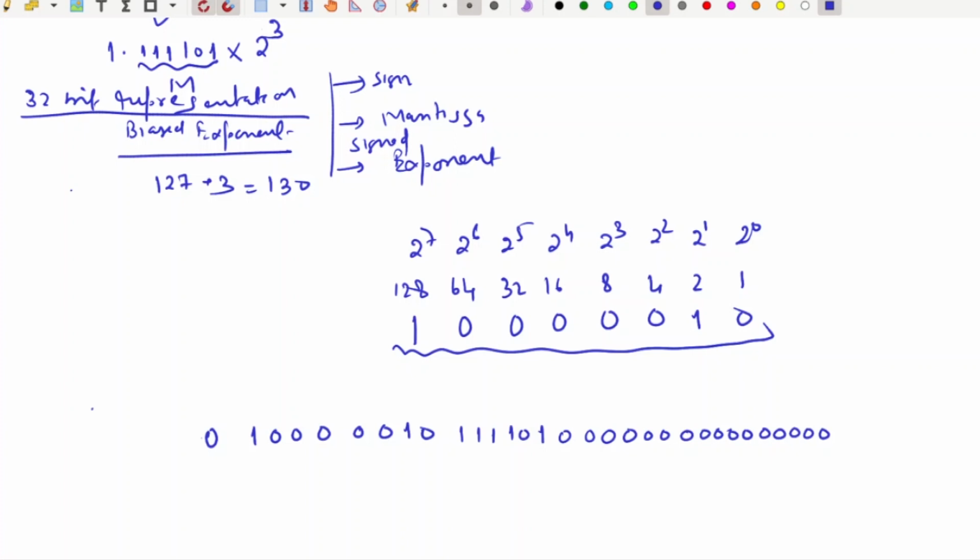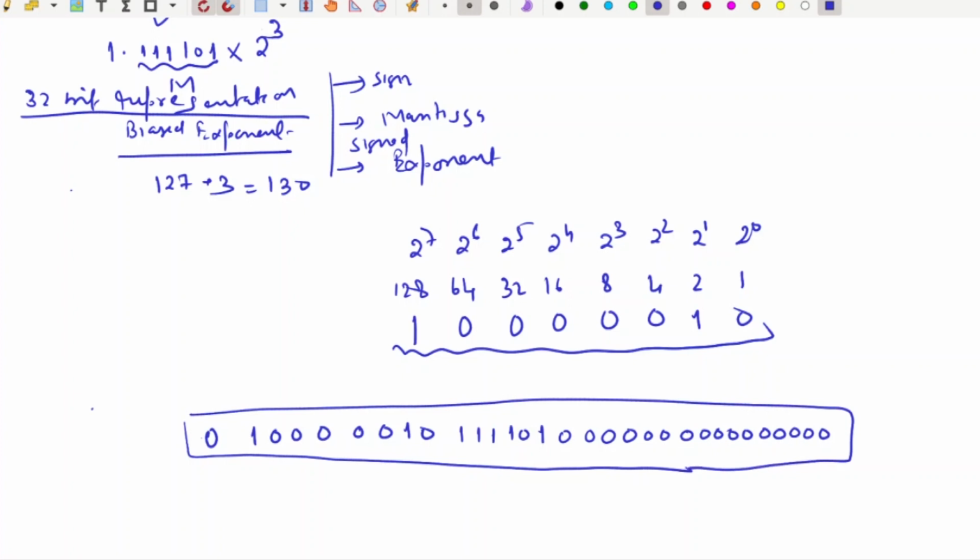This means this is the floating point representation of the binary number 1.111101 multiplied by 2 to the power 3, or we can say that this is a floating point representation of 1111.101. We can write it in an implicit normalization form.